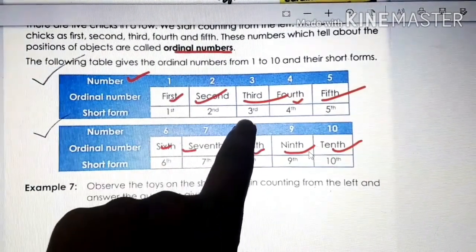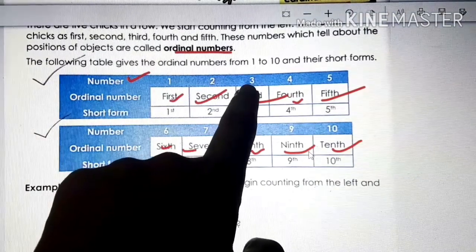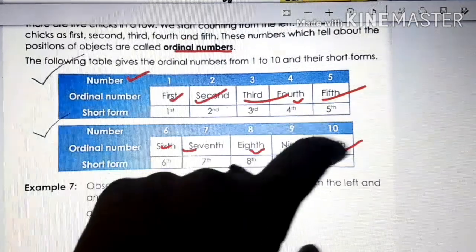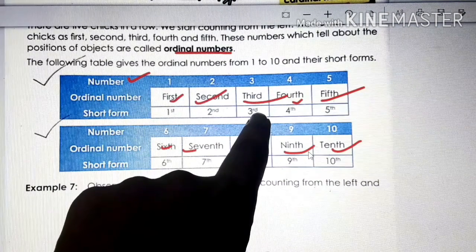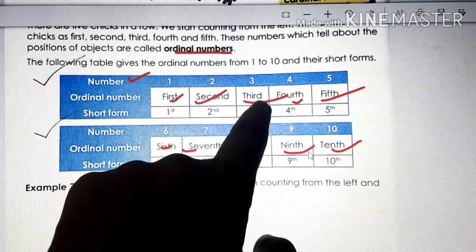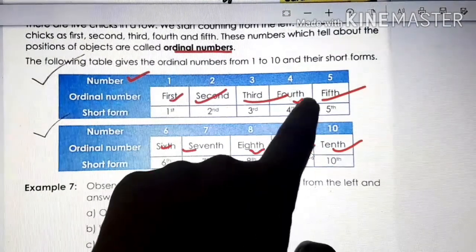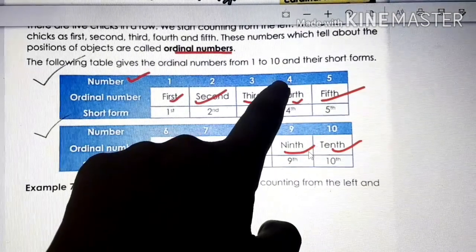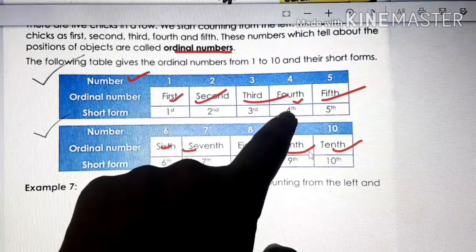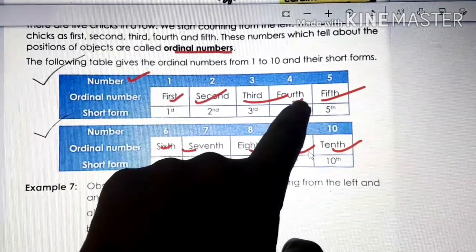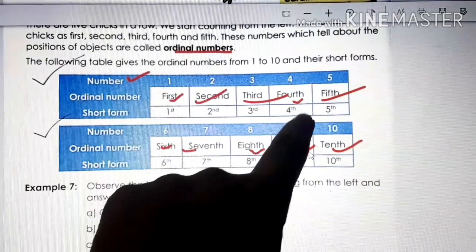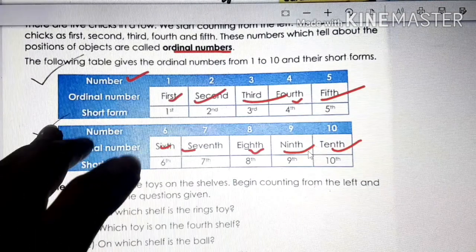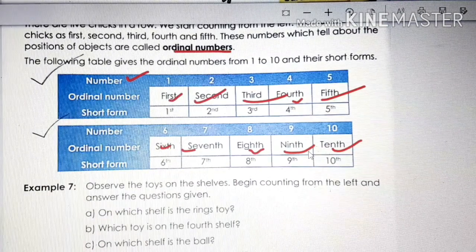Third, you can see third comes in place of which cardinal number? 3. So we write 3, and the last 2 letters are what? RD. Clear? Letters are RD. So we write 3rd, third. It goes on. You can see in place of 4 cardinal number, we write 4, and the last 2 letters are what? TH. So it is fourth. This is how we write the short form. So you can note down these cardinal and ordinal numbers in your copy.